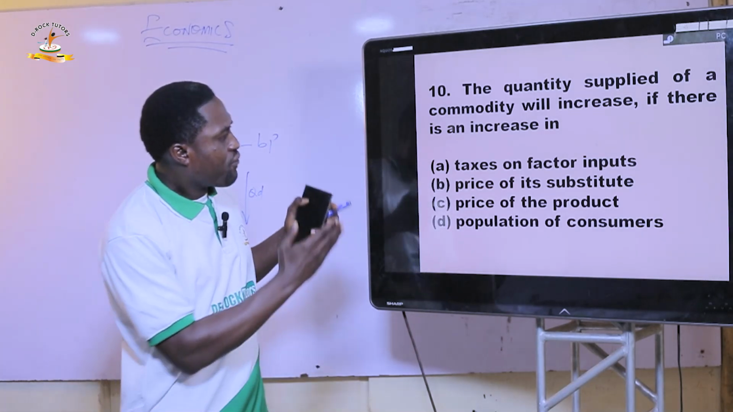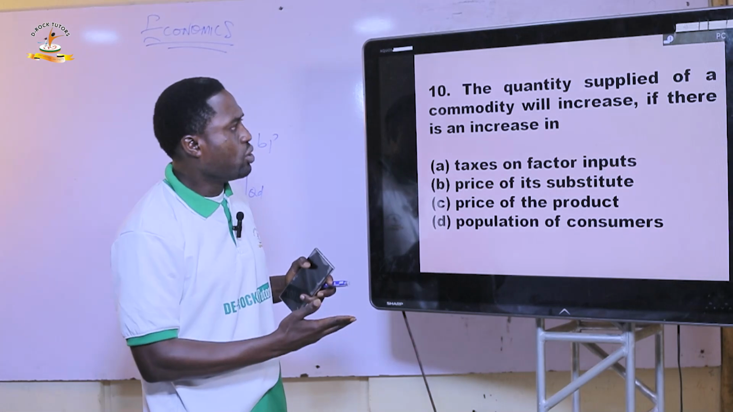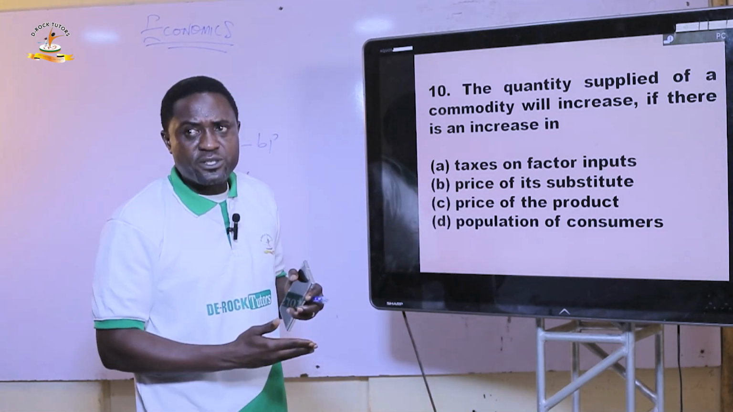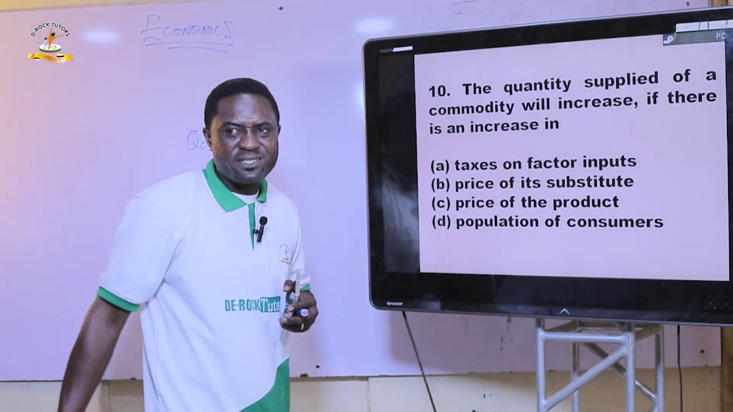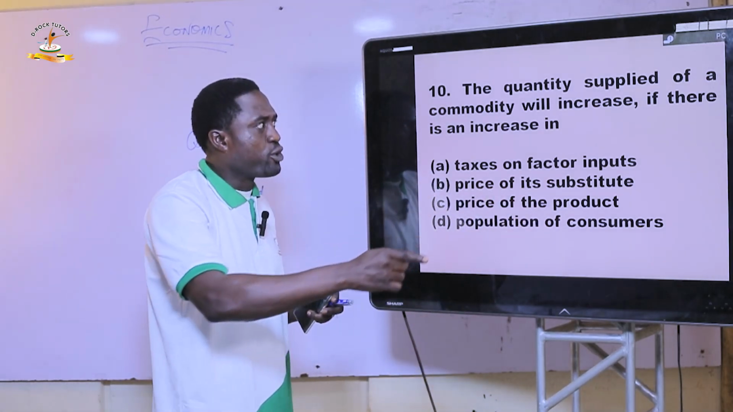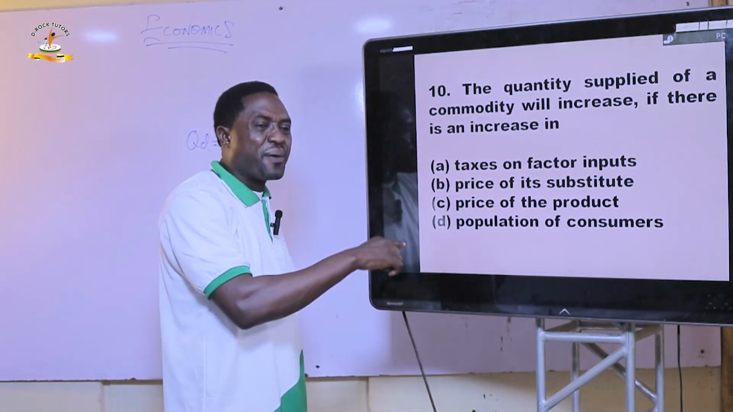So now, from this question, which one is the perfect answer? Taxes or factor inputs? No. B, price of its substitutes? No. Price of the product? Population of consumers? No. It is the price of the product. The quantity supply of the commodity will increase if there is an increase in price of the product.